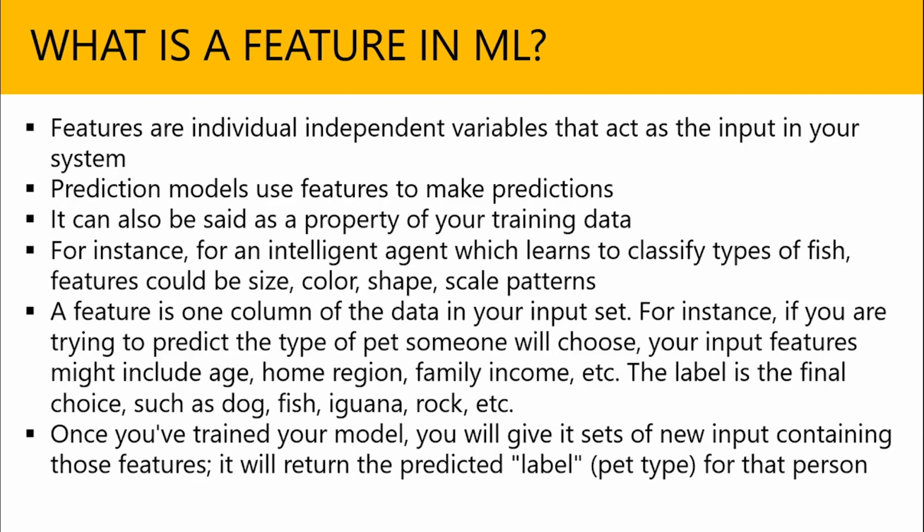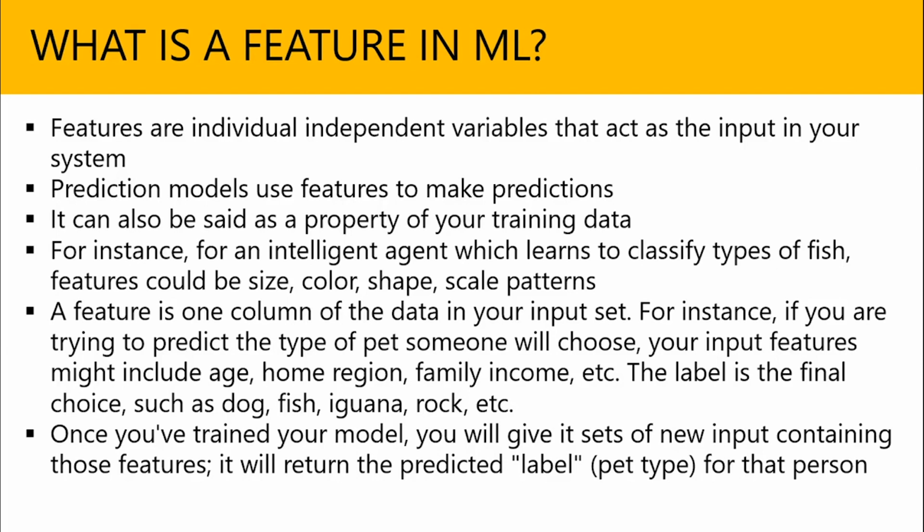So let's talk about an example. For an intelligent agent which learns to classify types of fish, features could be size, color, shape, scale, patterns. Similarly, a dog could have the color, hair type, and so on. So a feature is one column of the data in your input set, right?